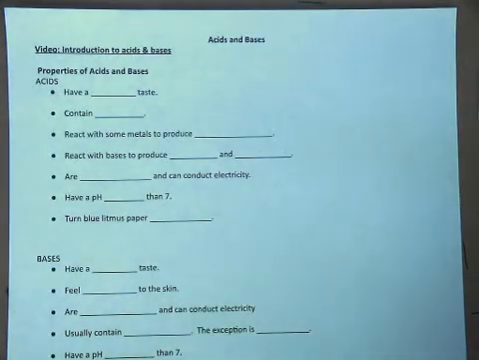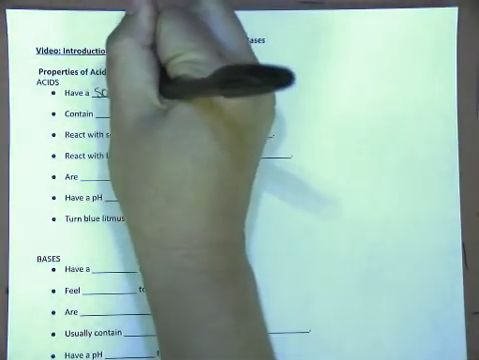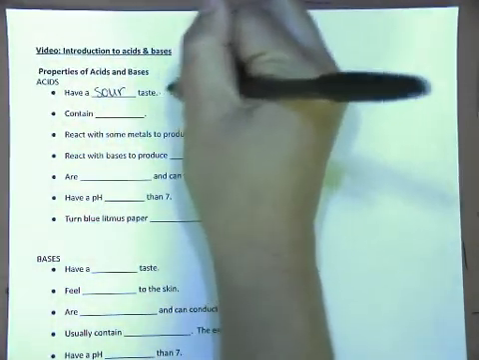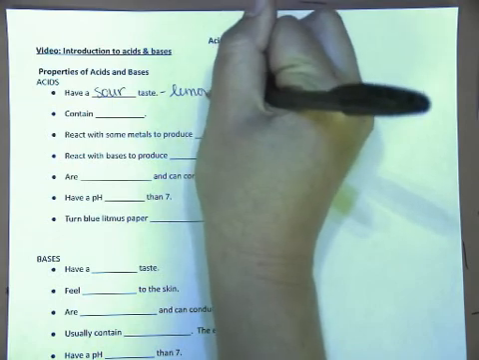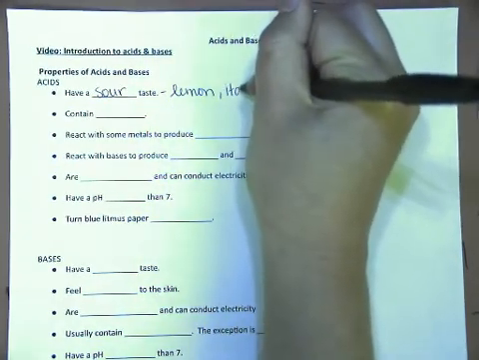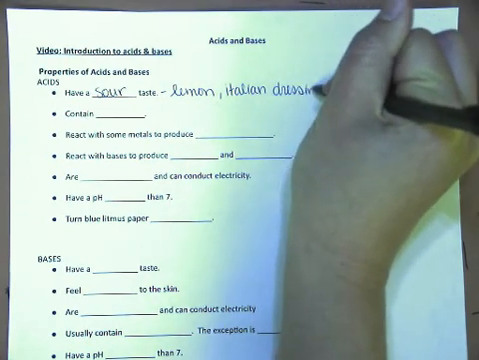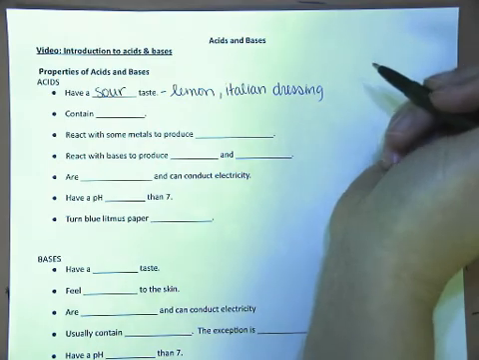This video is on an introduction to acids and bases. So acids and bases have distinct properties, and it's one way we can tell them apart in the lab. Acids have a sour taste. An example of an acid would be a lemon. Another acid could be Italian dressing, both of which are sour when you eat them.